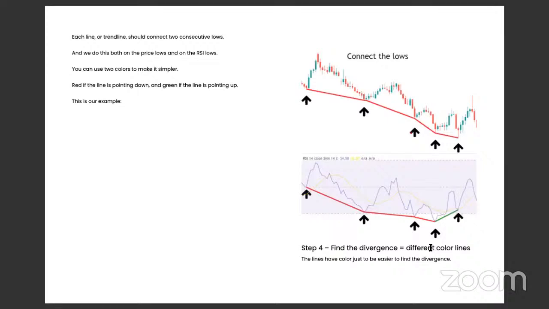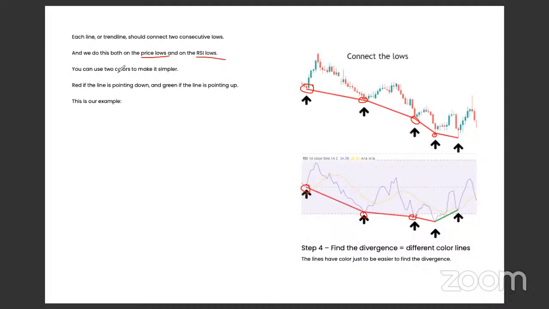Now, each line or trend should connect on 2 consecutive lows. You see, you connect this low with this low. Then you connect this low with this low, this low with this low. Then you connect this low with this low. And we do this both on price action or price lows and RSI lows.